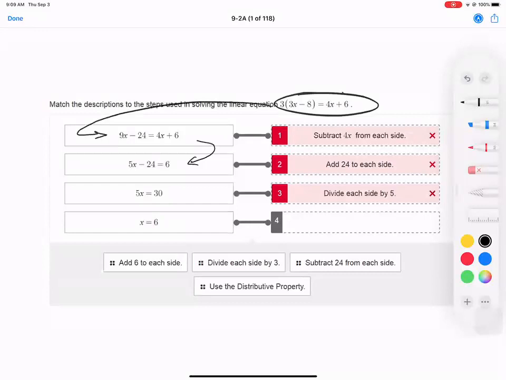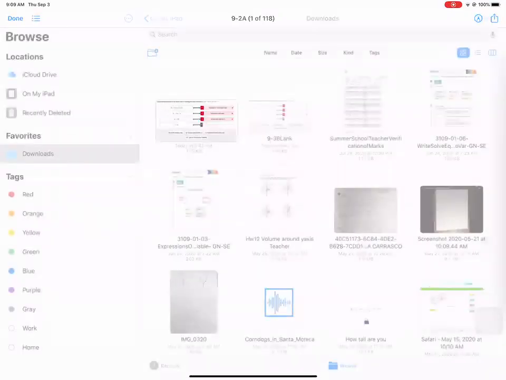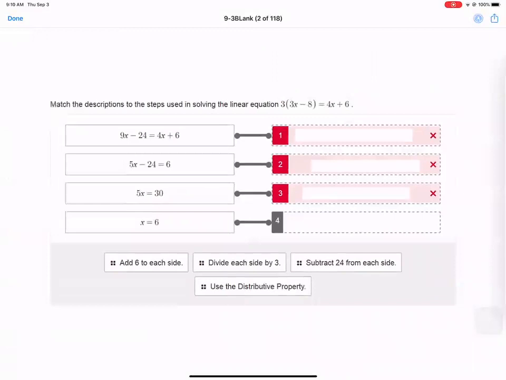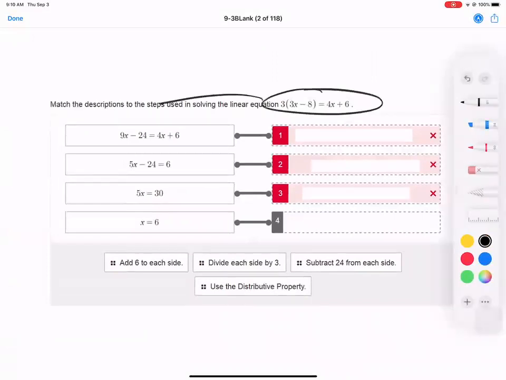And it's a simple mistake of how to use this interface. What happens is we're supposed to write what we just did. Let me go ahead and show you guys a blank one here. What we just did to get from here to here is we distributed the 3. So we used distributive property. That's actually our first step.